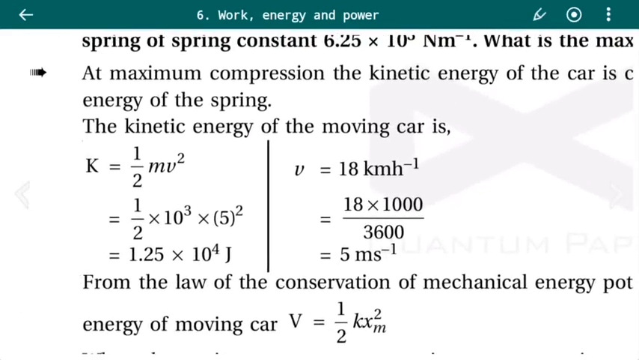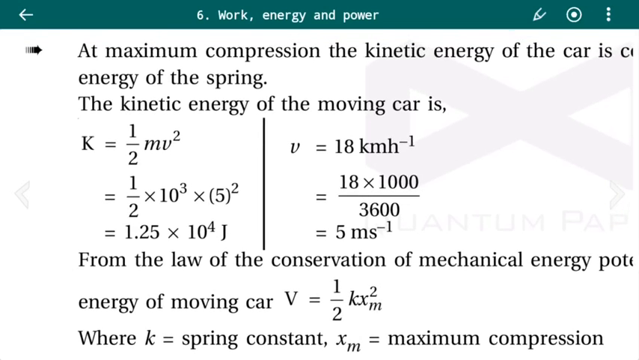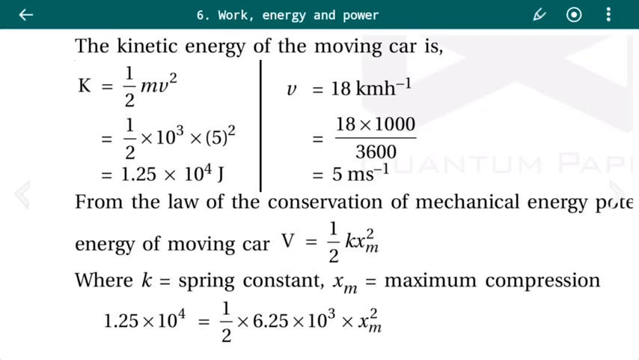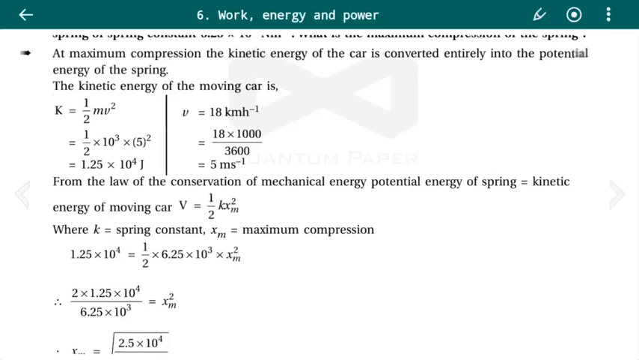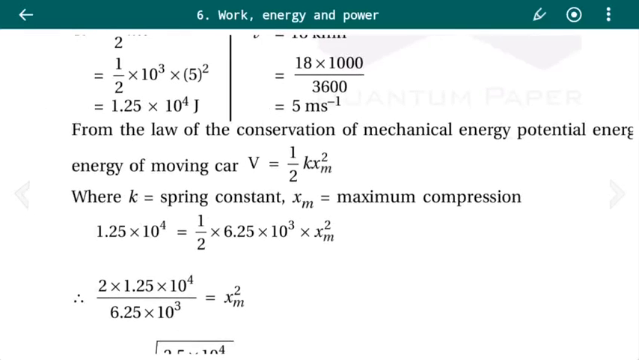Substituting that in the half mv square formula. Half into mass, which is given as 1000 kg, so 10 raised to 3, into 5 meter per second, so 5 square. When we calculate this, we get 1.25 into 10 raised to 4 joule. From the law of conservation of mechanical energy, potential energy of spring is equal to kinetic energy of the moving car. So we can write V equals half k x square. Here k is the spring constant and xm is the maximum compression.